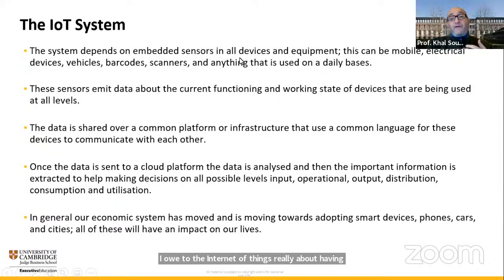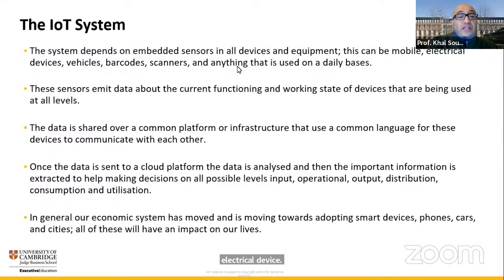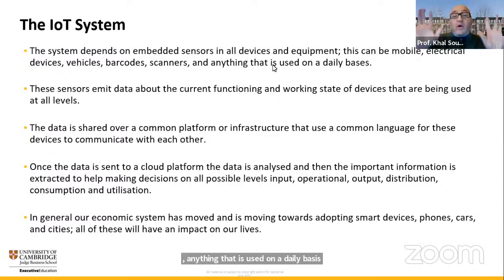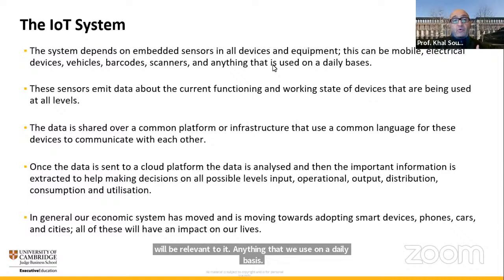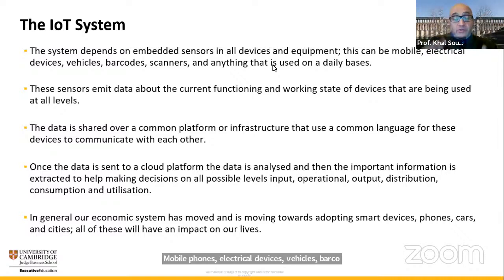This could be a mobile phone. This could be an electrical device. This could be a vehicle. This could be barcode scanners, anything that is used on a daily basis. Mobile phones, electrical devices, vehicles, barcodes, scanners, anything that we use on a daily basis.